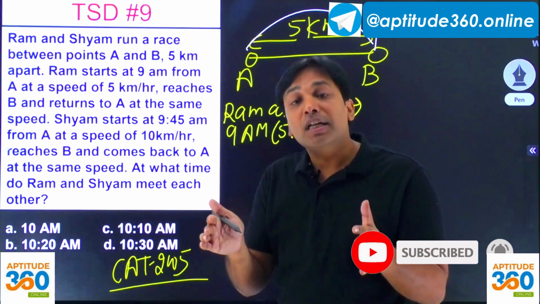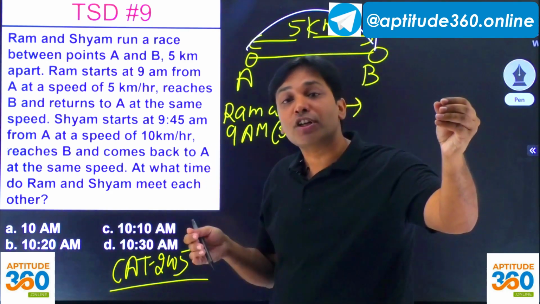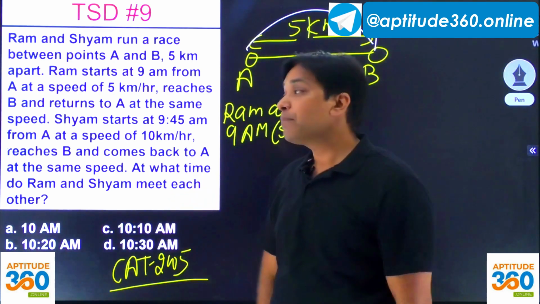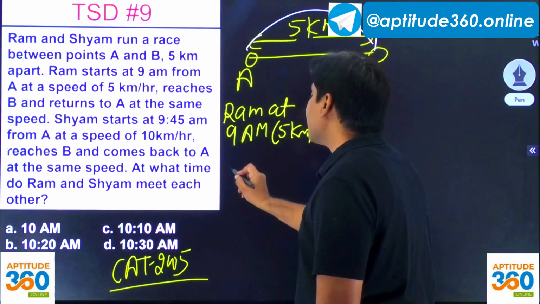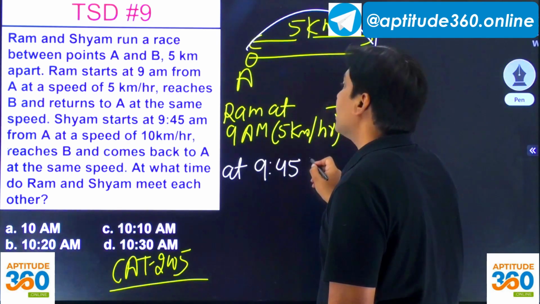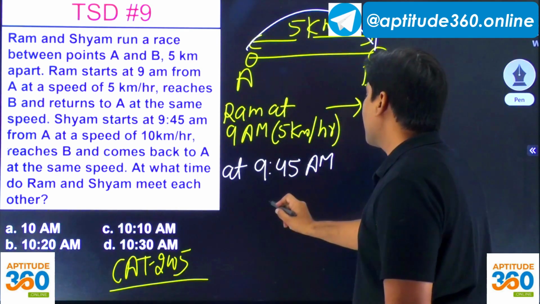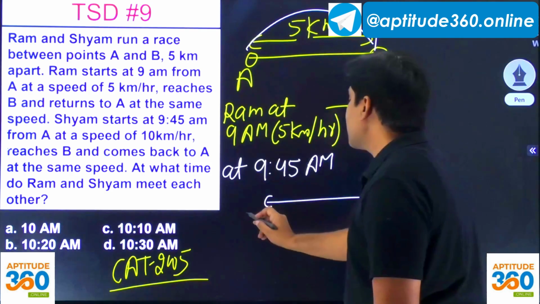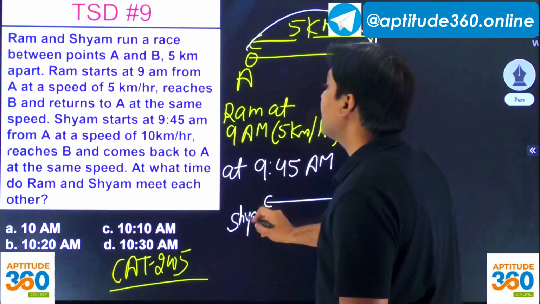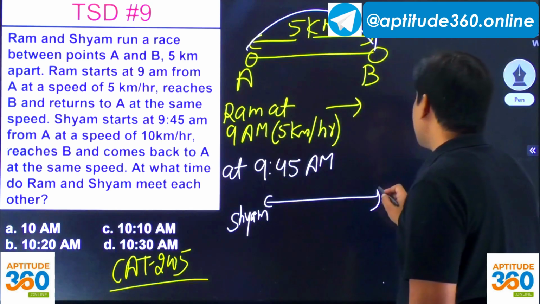And what is it that we have been learning? The concept of relative speed नहीं use होगा कहाँ से कहाँ तक between 9 a.m. to 9:45 a.m. because from 9 to 9:45 only Ram has been moving. So ये पता करते हैं कि at 9:45 ये दिखेगा कैसे. At 9:45 it is going to look like this. Shyam is still here because Shyam is going to be starting the travel. And let us find out where is Ram.